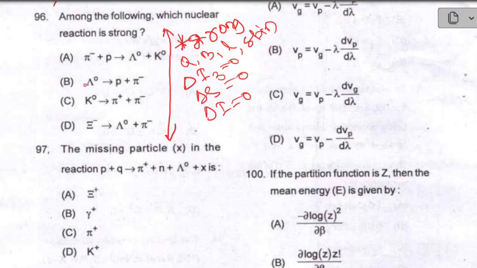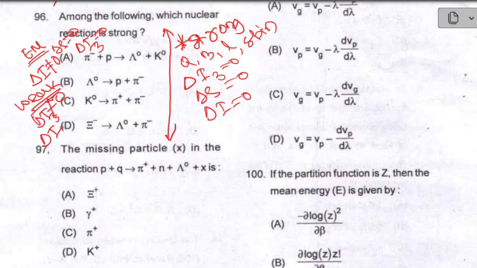Similarly, you should remember, for electromagnetic interaction, isospin is not conserved. Delta S is conserved, delta I3 is conserved, but isospin is not conserved. And in weak interaction, delta I3 is not conserved, isospin is not conserved, and strangeness is also not conserved. So you check with all these options.